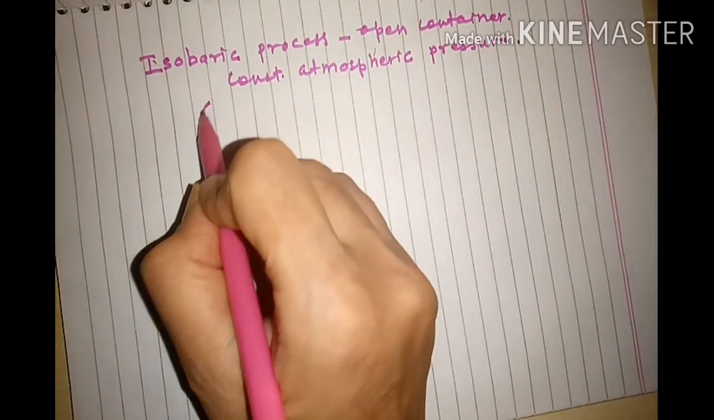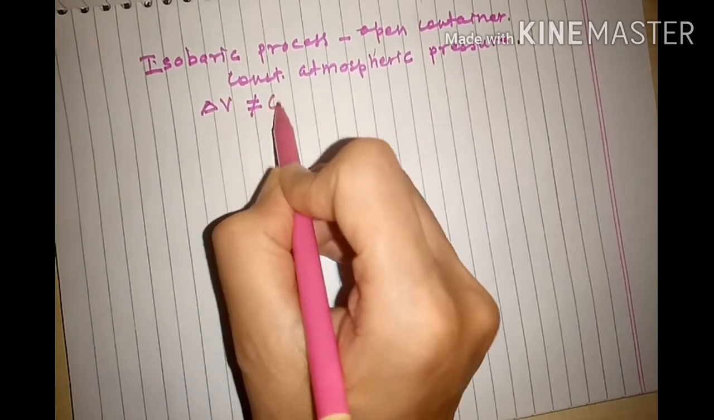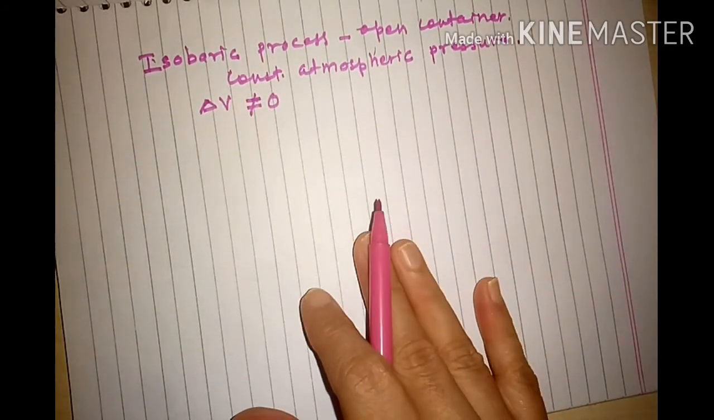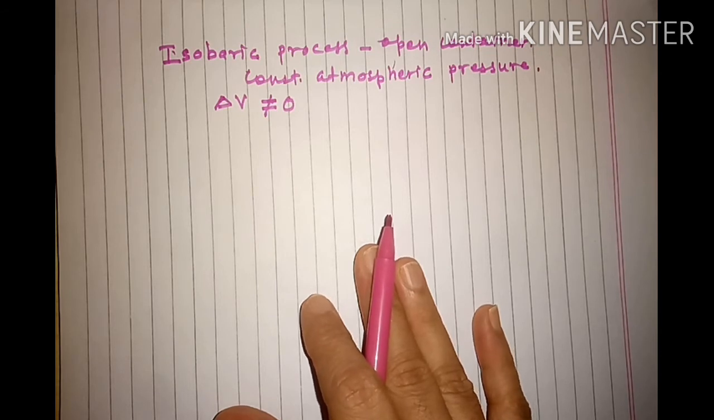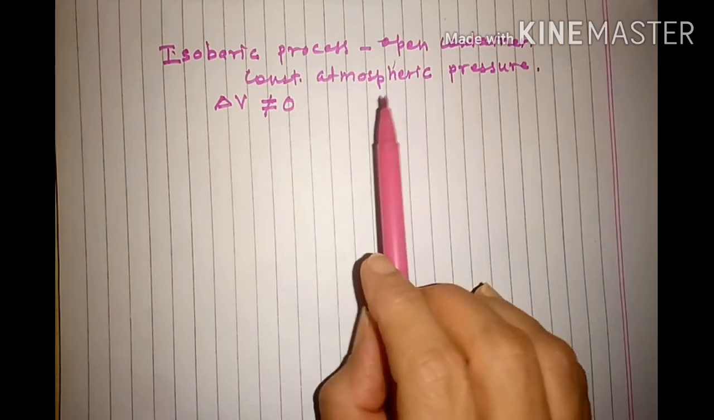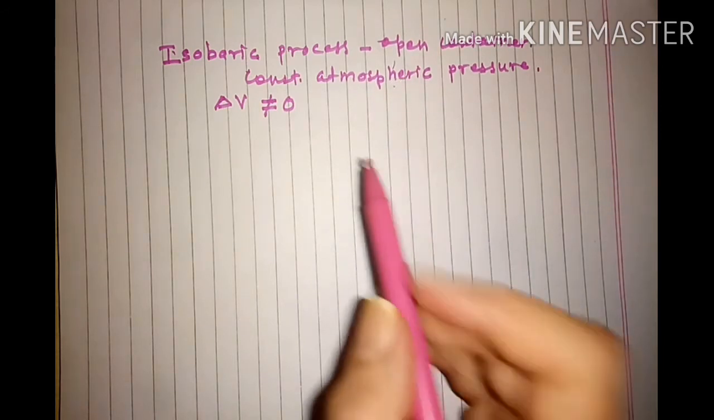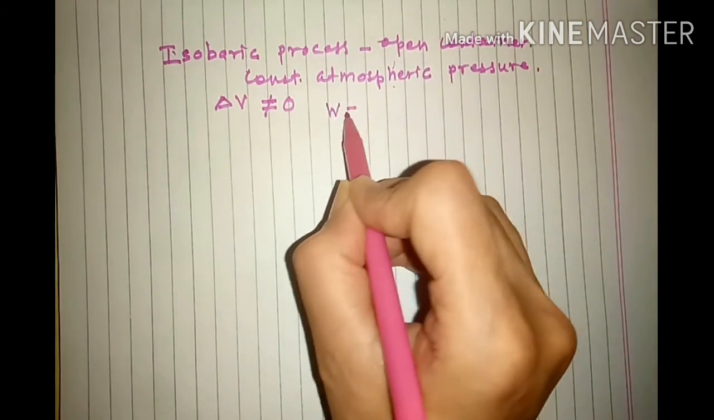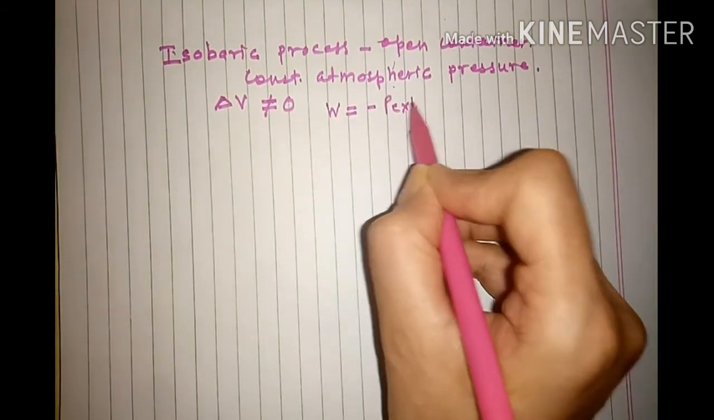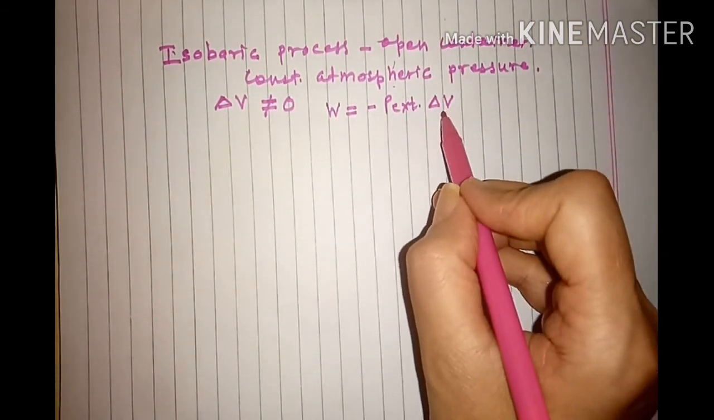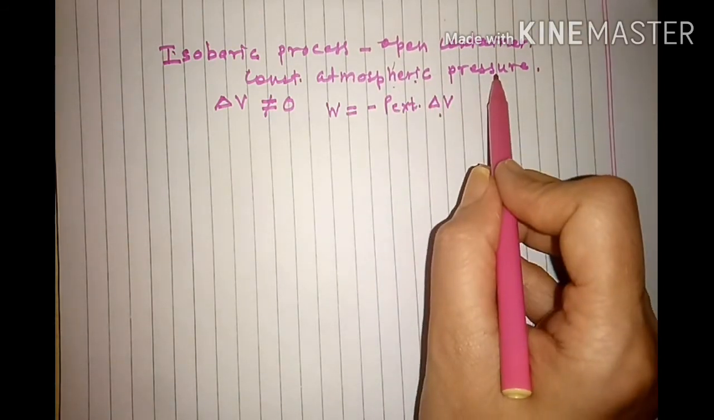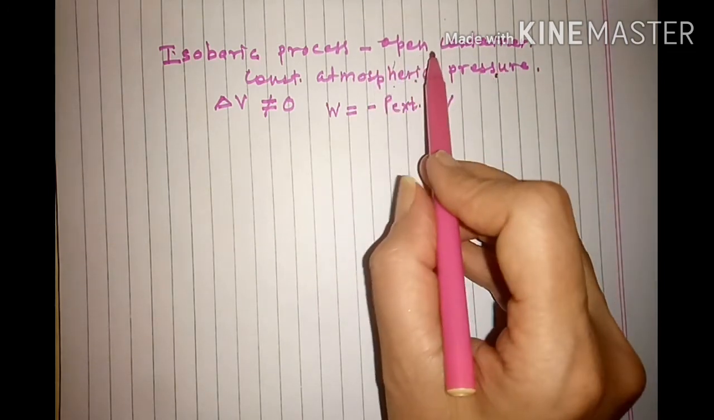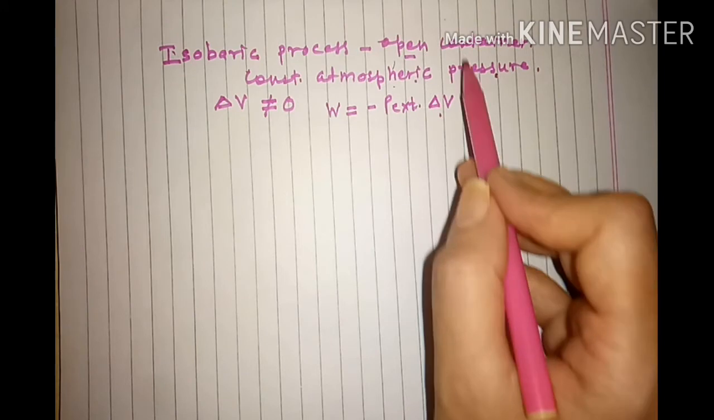So in such a reaction, delta V will not be equal to 0. There can be a change in the volume. Means if you take a reaction there and you are adding reagent, there will be a change in the volume against a constant atmospheric pressure here. So you can write W is equal to minus P external into delta V. So there will be a change in the volume, though the temperature is constant here, because we are carrying out the process in an open container.